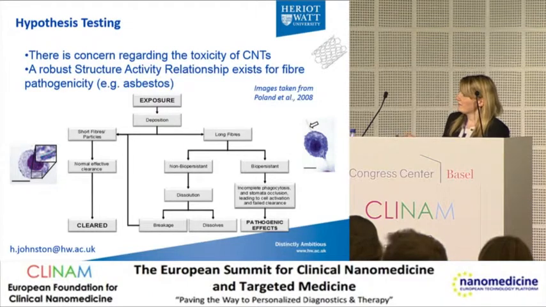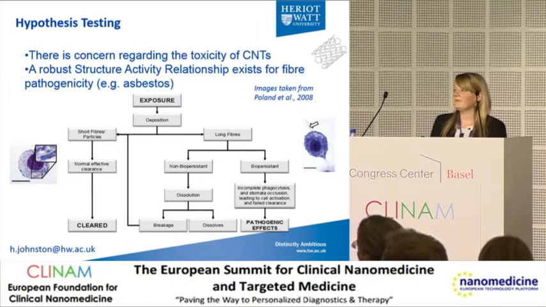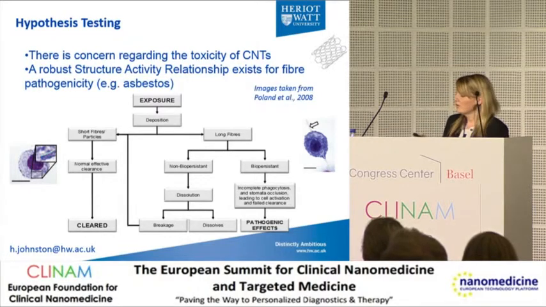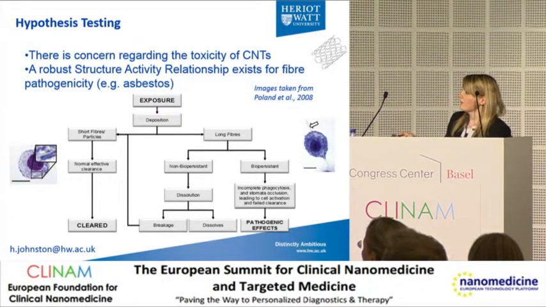So for asbestos, there is a structure-activity relationship that has been in existence for a number of years now that is able to predict the pathogenicity of fibres within the lung. So following exposure and deposition within the lung, a short fibre, and by this I mean something typically less than 10 microns in length, can be cleared by macrophages within the lung and removed.